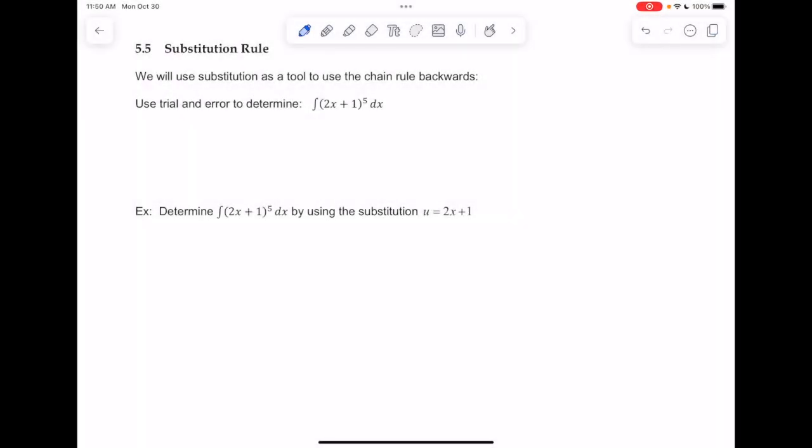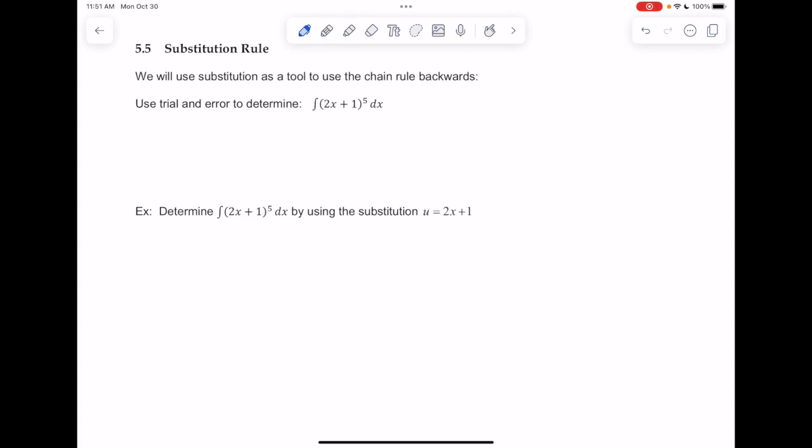Section 5.5, the substitution rule. In this section, we will use substitution as a tool to use the chain rule backwards. The chain rule occurs in situations where you have a composition of functions. That comes up a lot when we're trying to calculate integrals. So let's look at an example and see what our strategy is going to be.